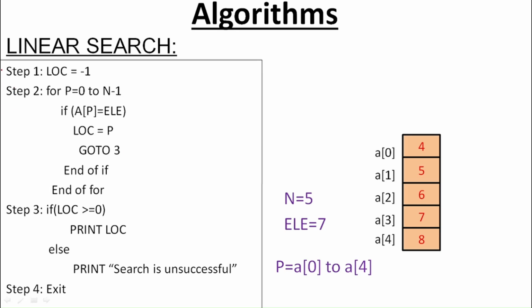So let's start our algorithm. In step 1, we will set location equal to -1. In step 2, for p equal to 0 to n-1, where p is nothing but position and n is nothing but the number of elements.